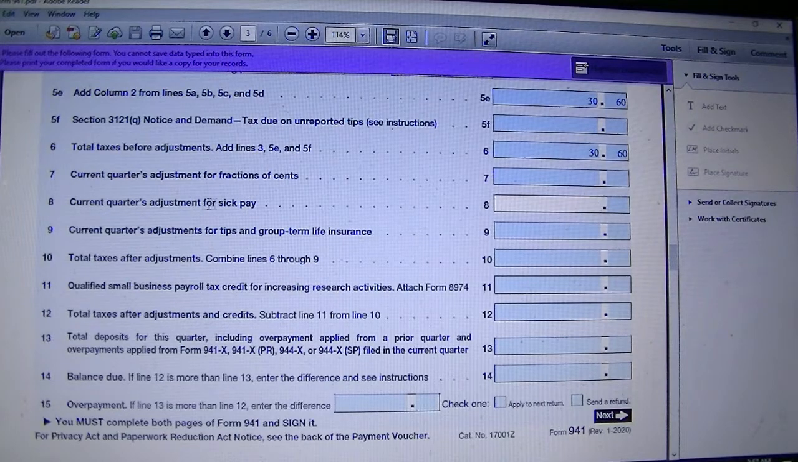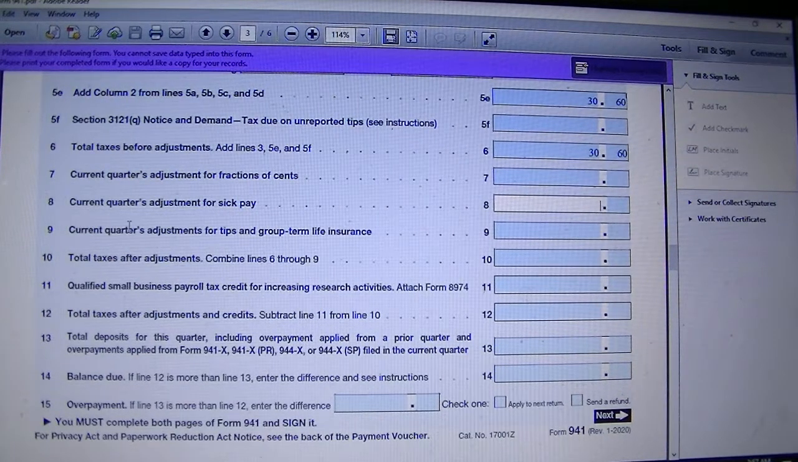Just keep in mind that with that adjustment, you will deduct pretty much that amount from your employee's Social Security and Medicare tax that you withheld as well. So not from your side, but your employee's side.